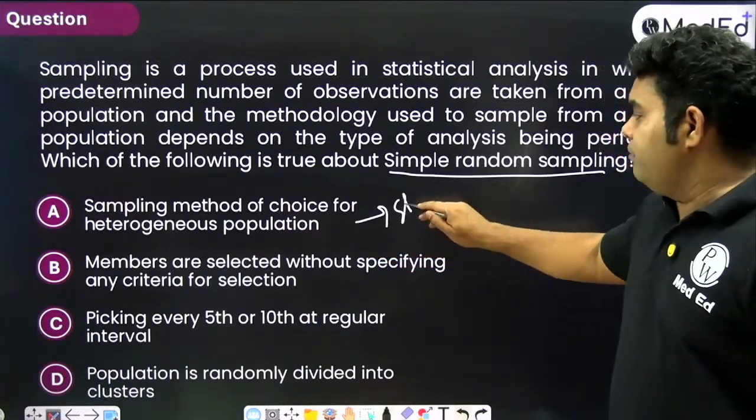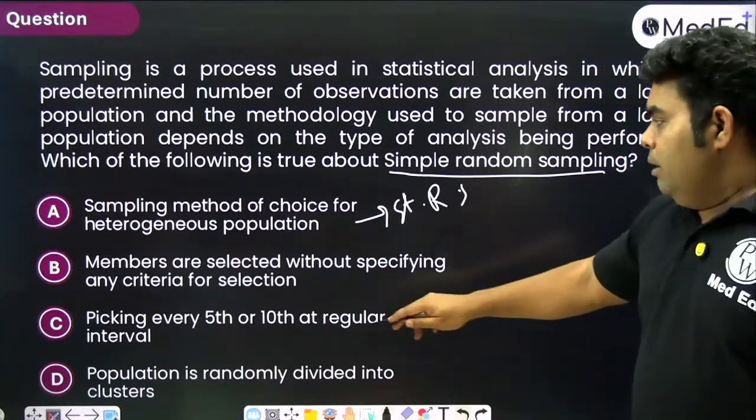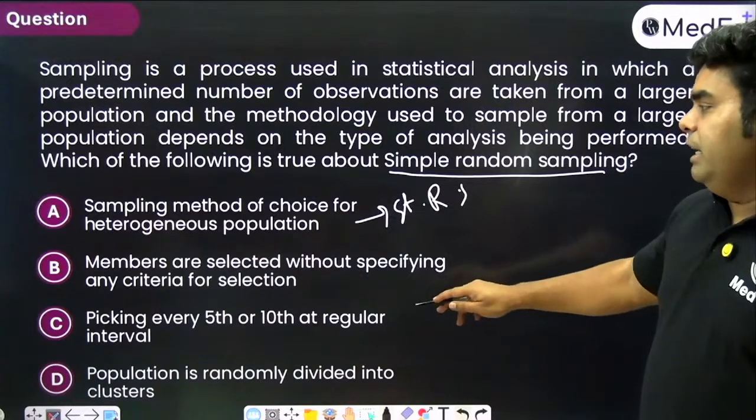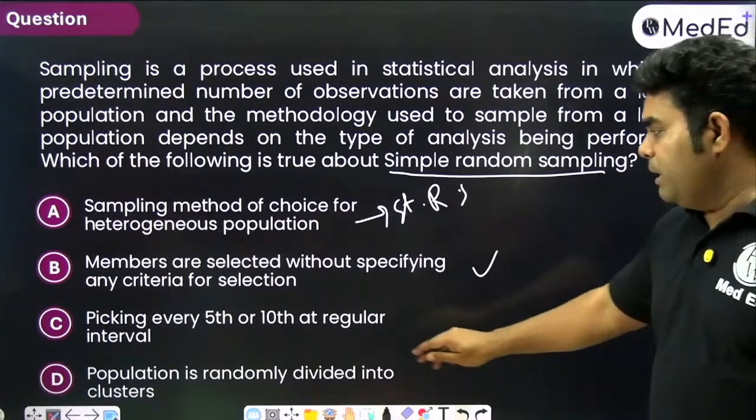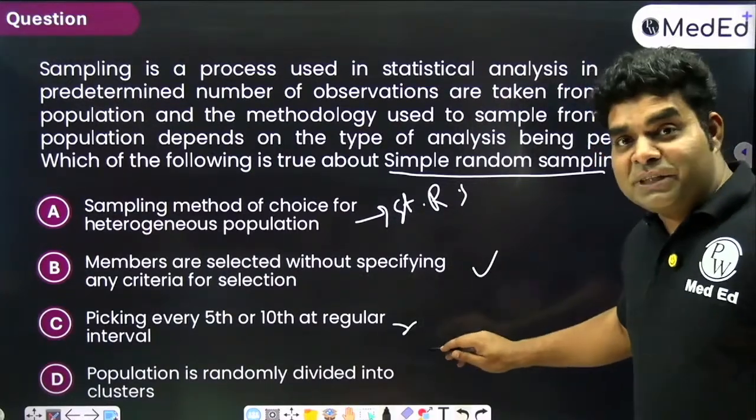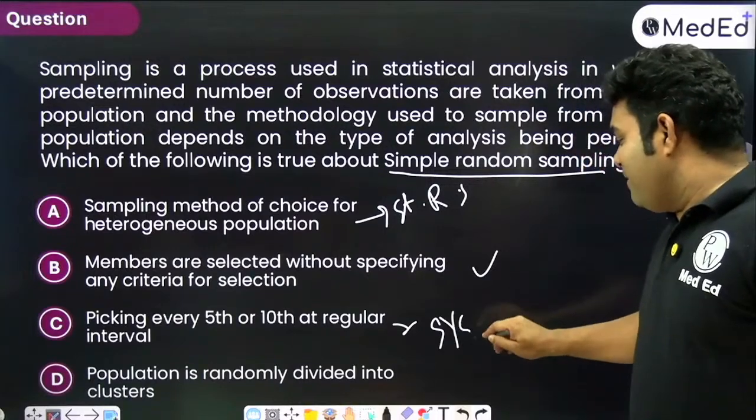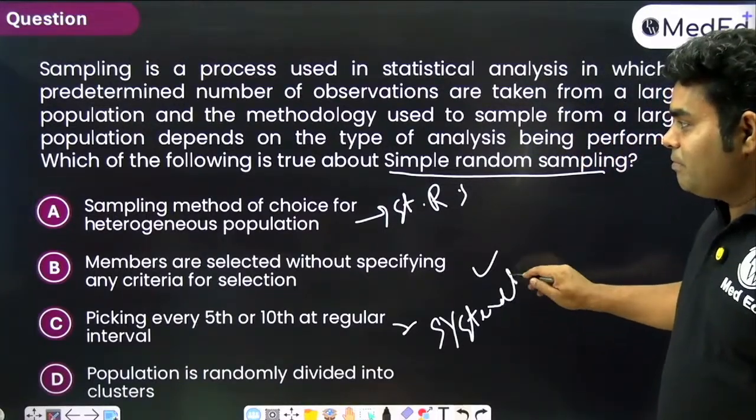No, this is a stratified random. Member are selected without specifying any criteria of selection, it can be there. Picking 5th or 10th, this is which sampling? 5th or 10th? Systematic random, है ना?